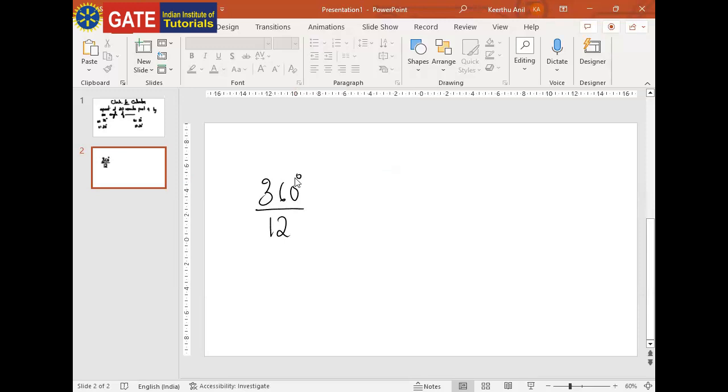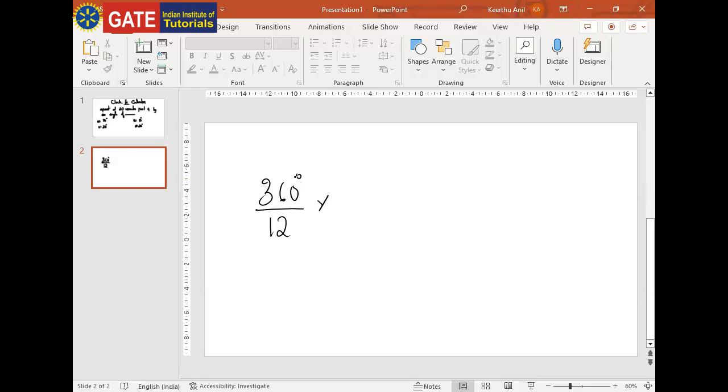Now from 12, how many times should it come to reach 4? From 12, 1, 2, 3, 4. Right? So it has to come 4 times. Am I clear? It has to come 4 times. So 360 by 12 will be the denotation for each of them, and that has to come 4 times. Then only it will be reaching 4, right?